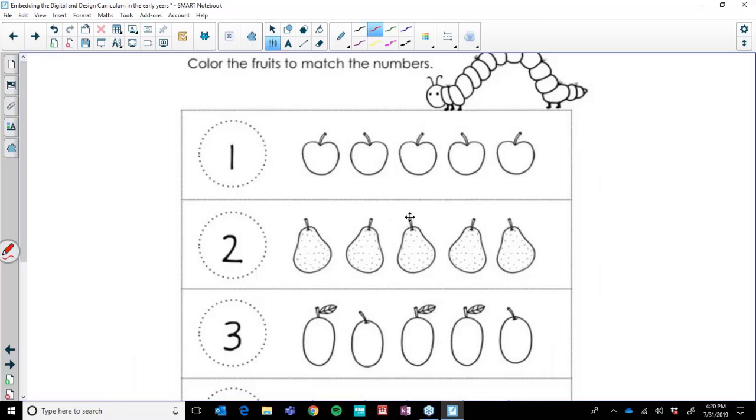This was one to showcase to the teachers that they didn't actually have to create new content. They could use their PDF. So this was just a simple PDF that they did on the board together. And what they did was they colored the fruits to match the numbers. So they had to do one apple. So they had their friends come up and do the one apple.